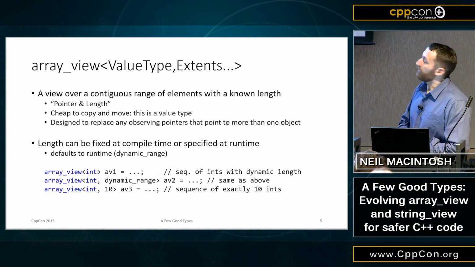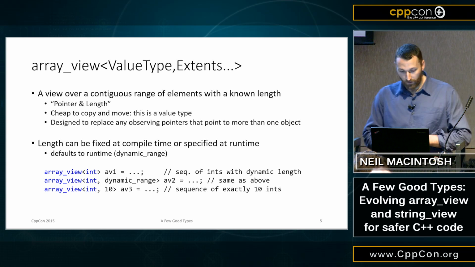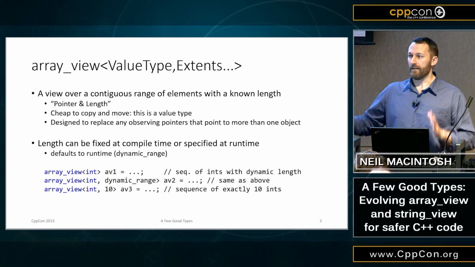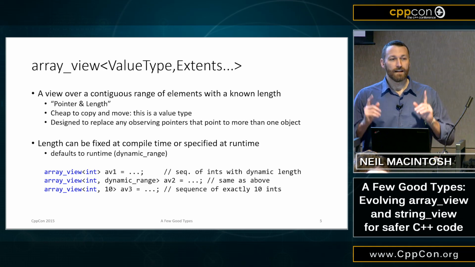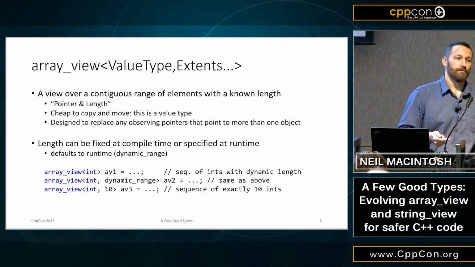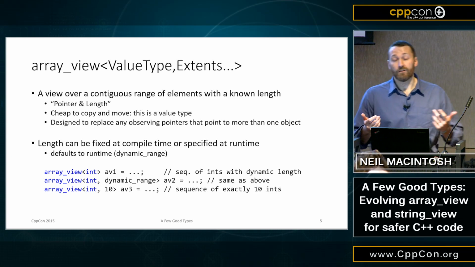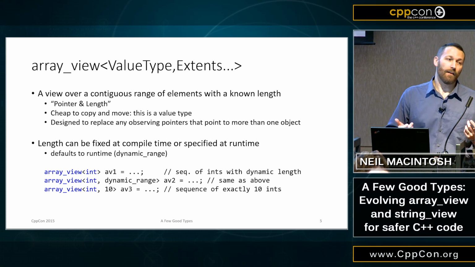So let's look at our version of array view a little bit and learn more about it. So array view is a view over a contiguous range of elements with a known length. You've probably heard that a billion times by now. It's the pointer and length equivalent. It's a value type. Think of it as a pointer. When you're thinking about how do I pass this thing, you pass it by value, right? Do you need to pass it const? Well, you can, but only if you want for some reason to prevent people repointing it at other things.